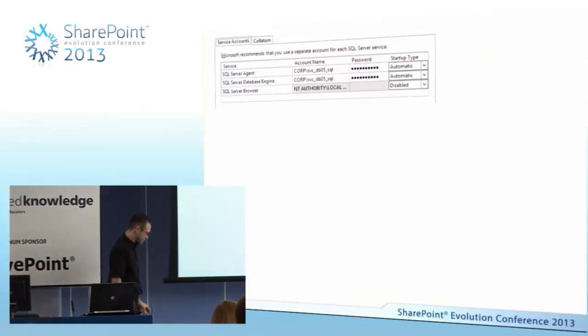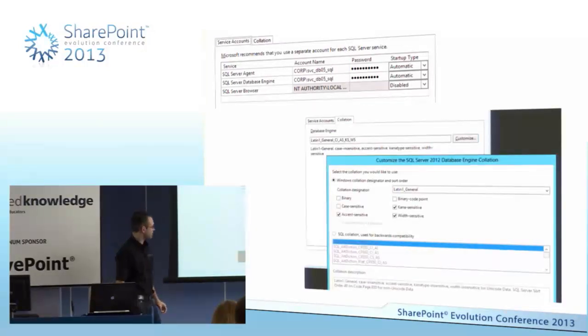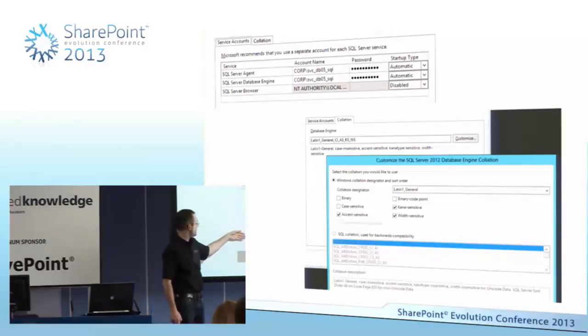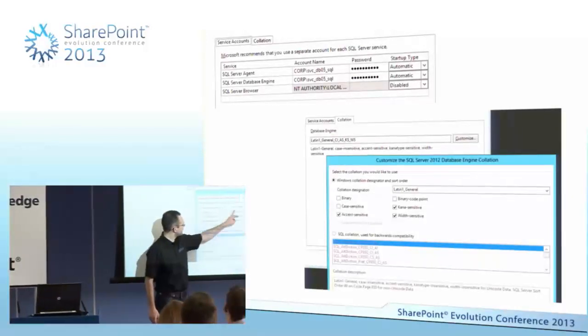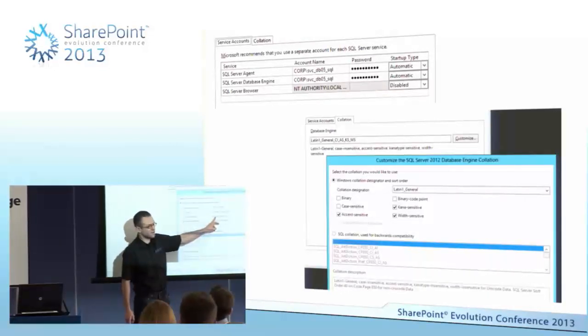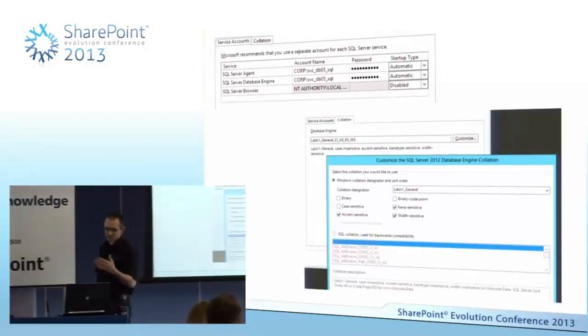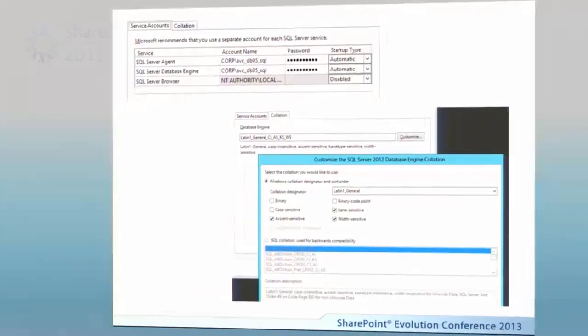So this is how you configure a domain user account. Pretty straightforward. And this is how you configure the right collation settings. By default, for my installation, it's Latin1 General, and then you have to check these two: kana sensitive, that's for Japanese, and width sensitive. And then you end up with this nice string, and that's the correct one. All SharePoint databases are created with this collation setting.